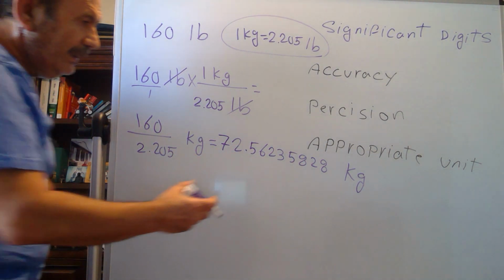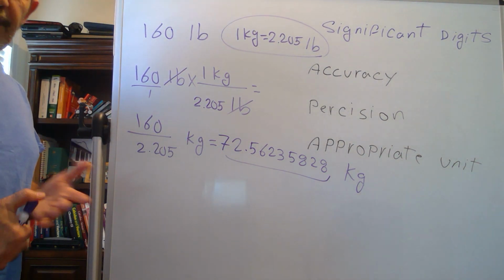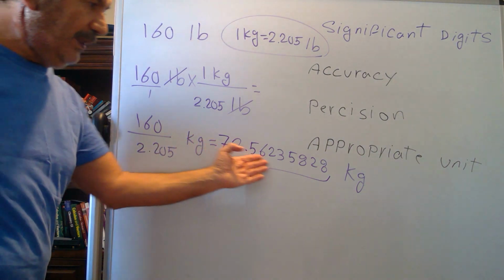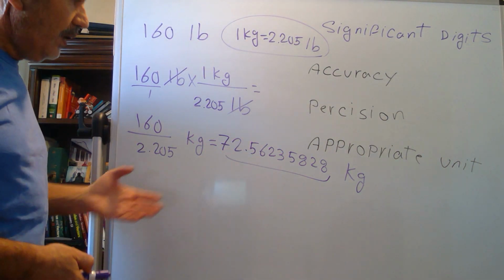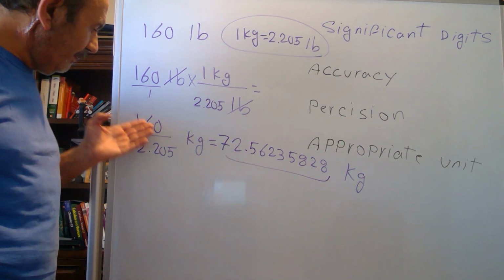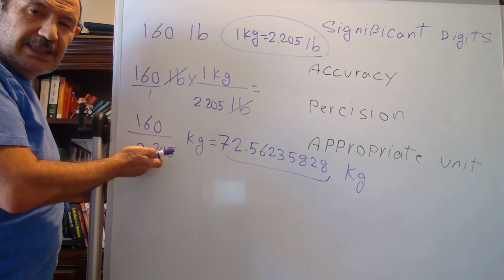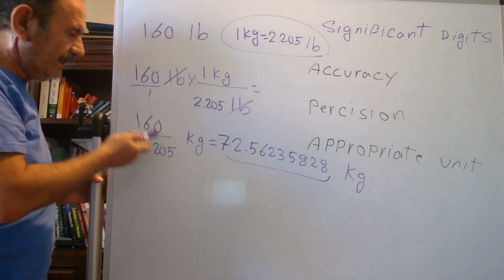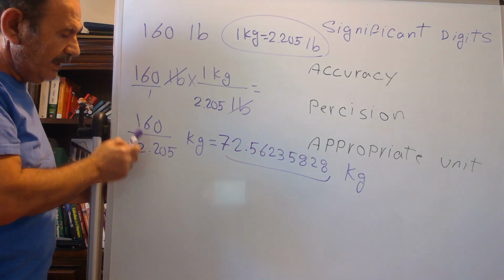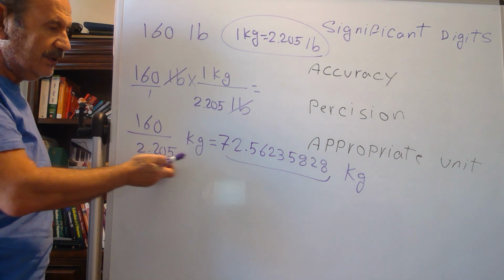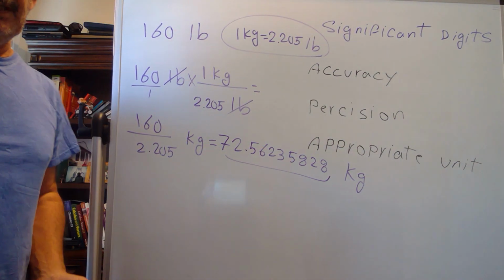So do I need to keep all of these digits after the decimal? No, because I'm looking for my weight. I don't need this much accuracy, and actually this number is not accurate because look at this part. 160 pounds has no decimal digits, and this one has only 3 digits after the decimal. So this number, even if I keep it, is not accurate.